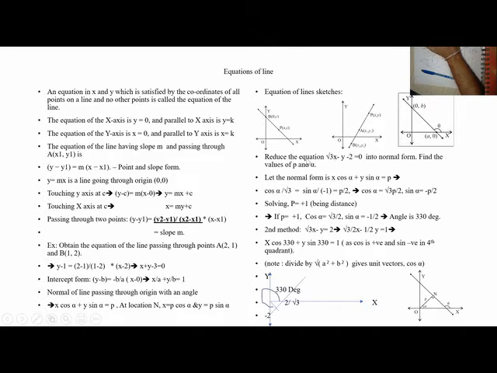So let us see. Reduce this equation into normal form. The equation is root 3x minus y minus 2 is equal to 0. This is the line equation. So I have to reduce this to normal form. Normal form means I have to find out p, I have to find out alpha. Let the normal form be x cos alpha plus y sin alpha is equal to p. So when we compare these two, x coefficient, y coefficient and c coefficient are proportional. So cos alpha by root 3 is equal to sin alpha by minus 1 is equal to p by 2. When p comes here, minus p by minus 2 is p by 2.